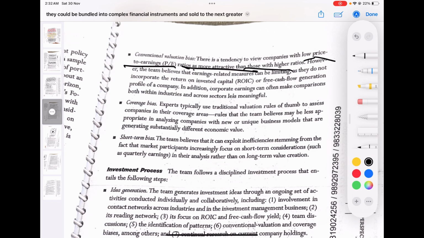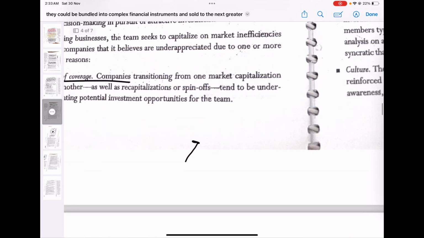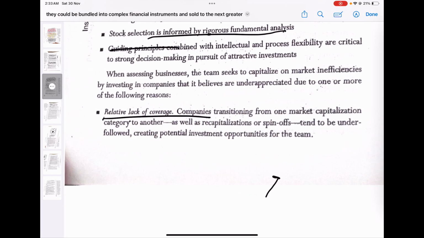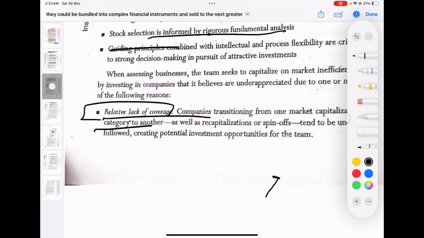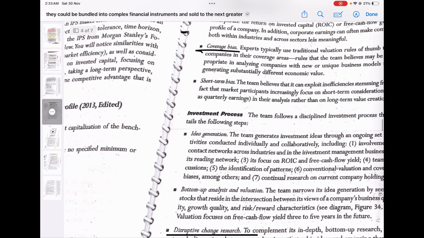And then we also have free cash flow generation and all of that. And then we have coverage bias. Okay, so whenever you talk about conventional valuation bias, whenever the term valuation comes, you need to know that low PE is good for us. And what was the earlier one which we saw? We saw relative lack of coverage. So relative lack of coverage basically talks about recapitalization. Okay, that is relative lack of coverage.